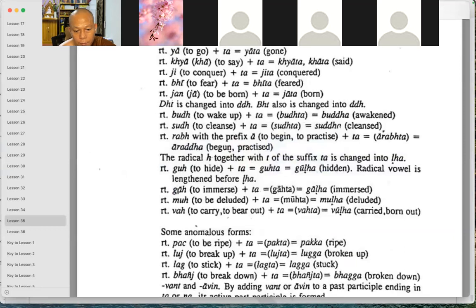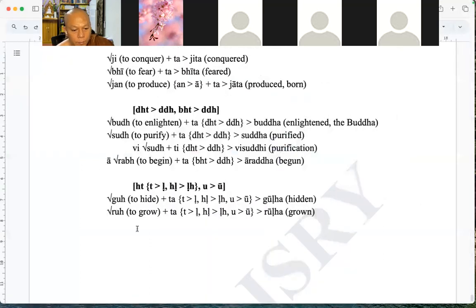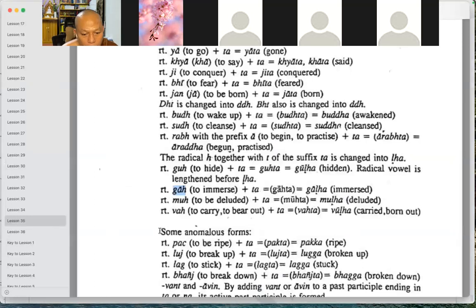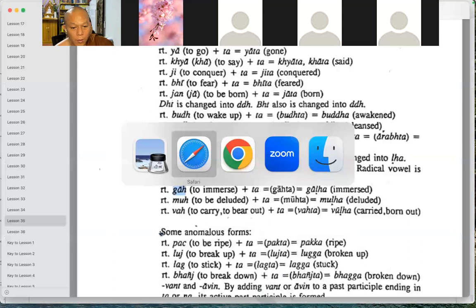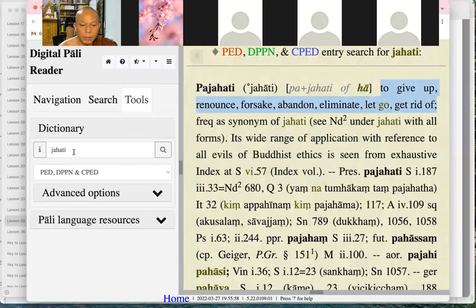And then gala, that one is not gaha. Gaha is ima. Okay, let's check in the dictionary.